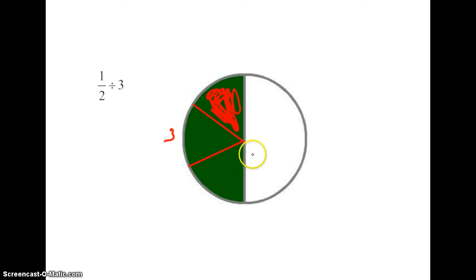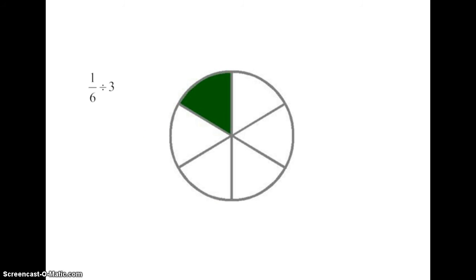I haven't demonstrated yet, but if I extended these lines, this would be divided into thirds as well. And so now we would have a new denominator of 6. And since one of the sections is shaded in, when we divided 1/2 into 3 parts, our numerator is 1. So 1/2 divided by 3 is 1/6. Let's take a look yet at another problem.